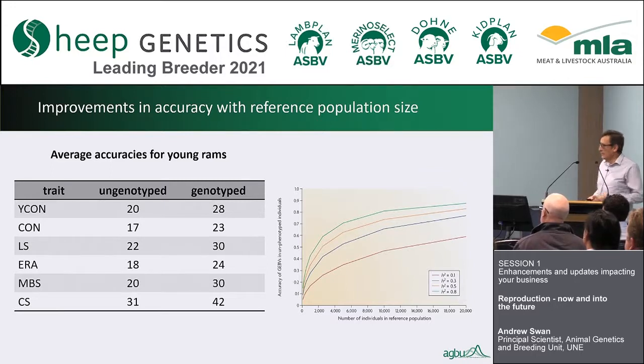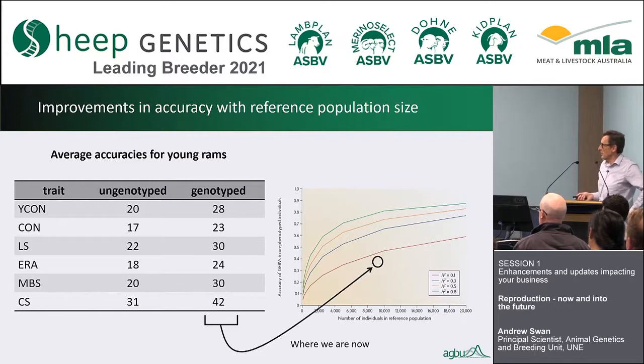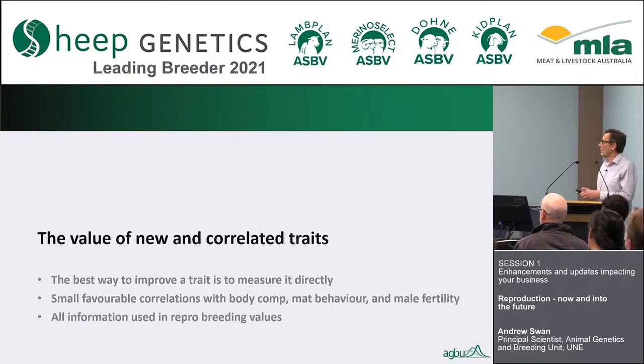This is a theoretical relationship that people wheel out a lot of the time, which shows how the accuracy of genomic breeding values for animals without phenotypic measurements increases as the size of the reference population increases for traits with different size heritability. So that's a heritability of 1. A lot of these traits have lower heritabilities than that. So where we're at about now with these levels of accuracies and this sort of reference population size is about there. And as we continue to increase it, we can expect to see further increases in accuracy. Okay, so that's the value of genomics.